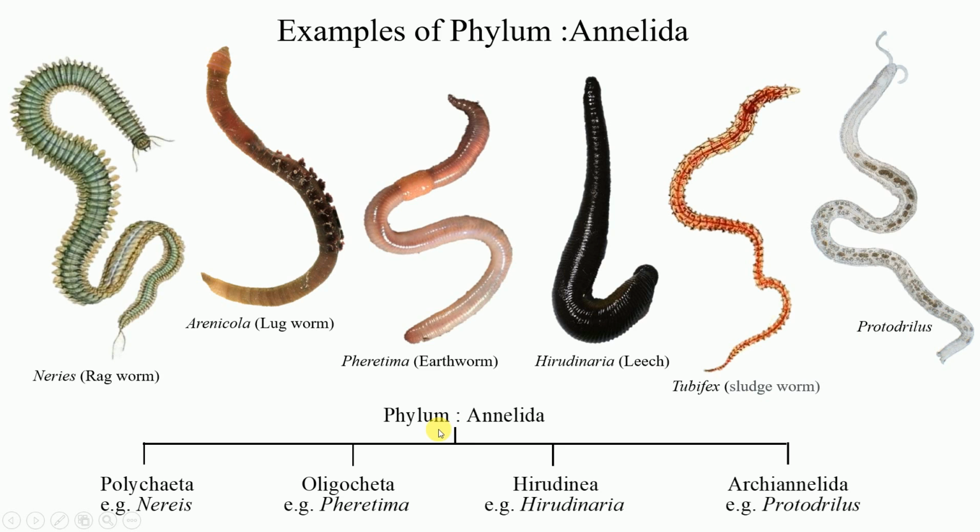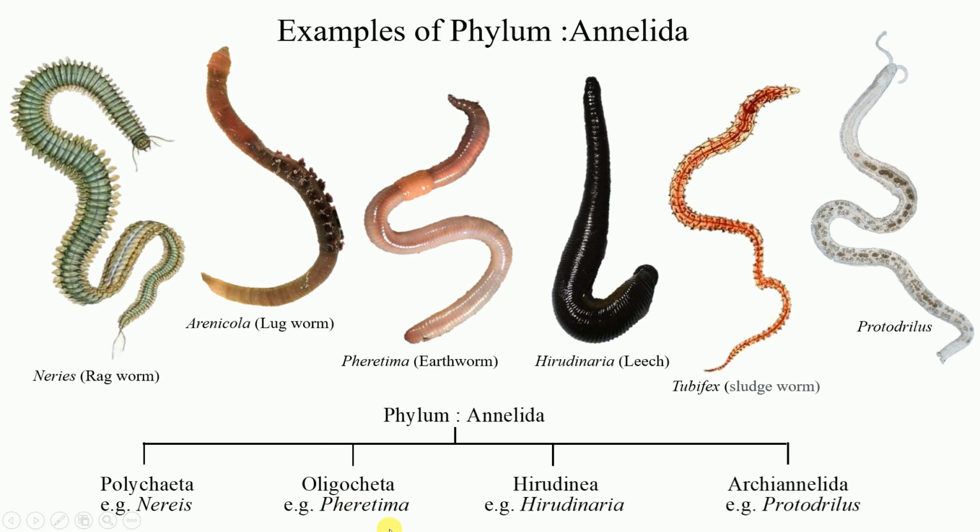Then let's see the classification. Now this phylum Annelida is divisible into 4 classes, that is Polychaeta, Oligochaeta, Hirudinea and Archiannelida. This is on the basis of what kind of locomotory organs are present. For example, among the Polychaeta you will generally find the locomotory organs in the form of parapodia, which are the lateral muscular expansions. So these are known as parapodia, which is the characteristic of Polychaeta.